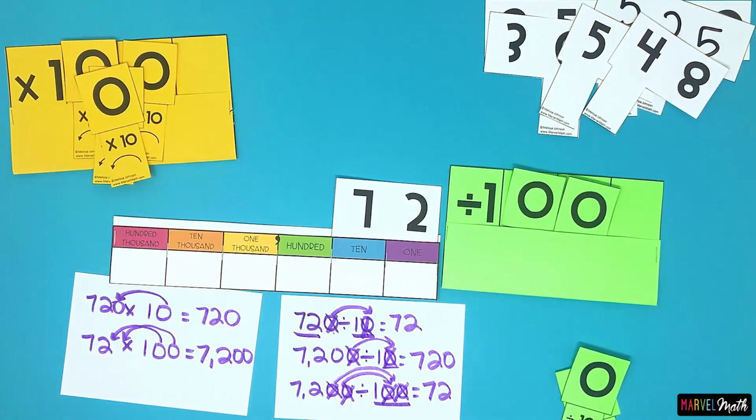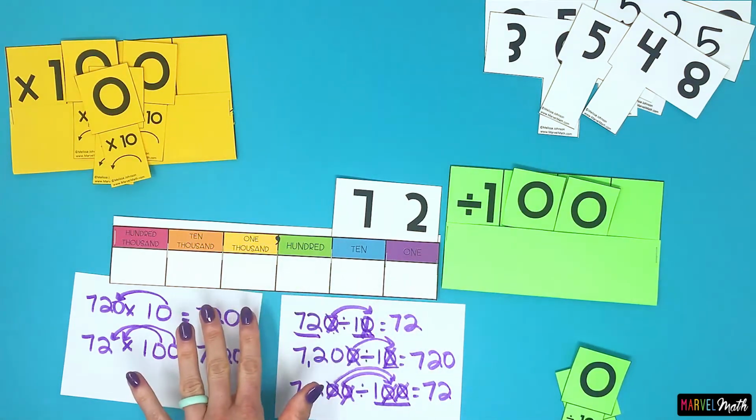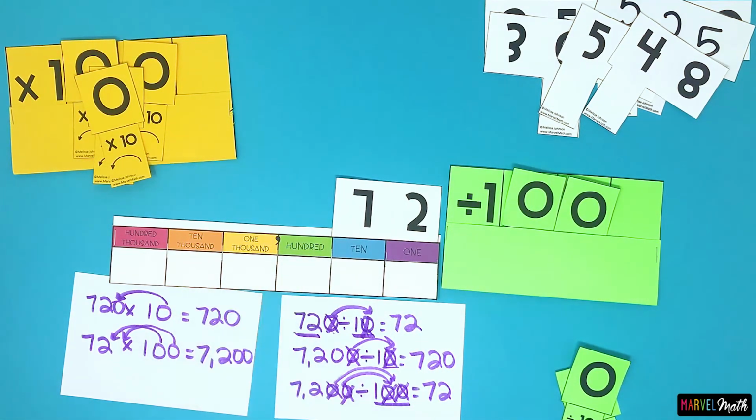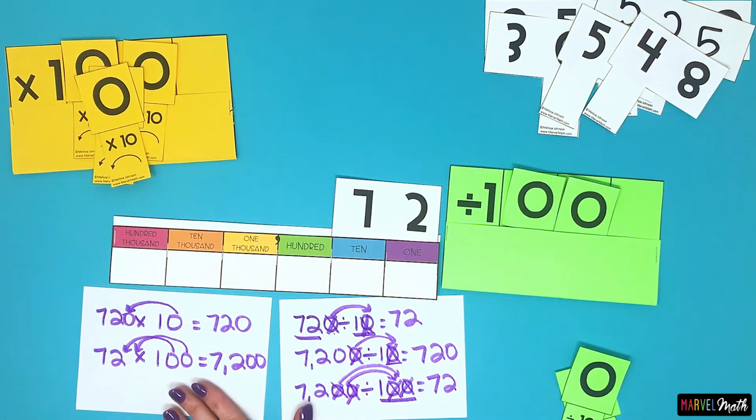So this is just a great way to visually connect with students what's mathematically happening, because what we're doing when we're multiplying and dividing by powers of 10 is we're changing the placement of the digits on our place value chart and showing them with their equations how they can visualize what's happening.